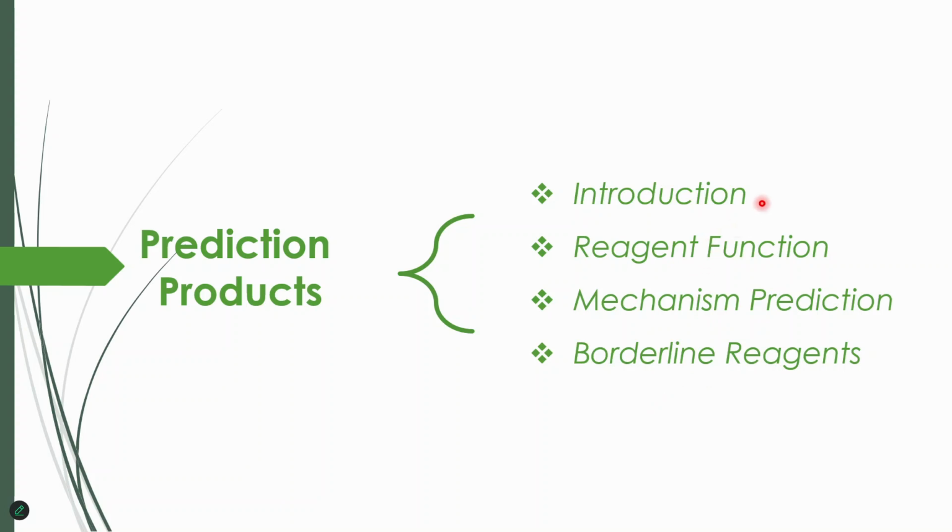We will introduce the idea of mechanism prediction, and then the first important point, the function of reagent: how to detect, for a certain reagent that we have, what kind of function it has. Is it a nucleophile or is it a base? Then the prediction of mechanism according to what we have found so far, and then some reagents that are on the borderline. We cannot say whether it's a strong base or weak nucleophile, we cannot fully determine that. So we will discuss what kind of prediction we have to make in the case of those reagents.